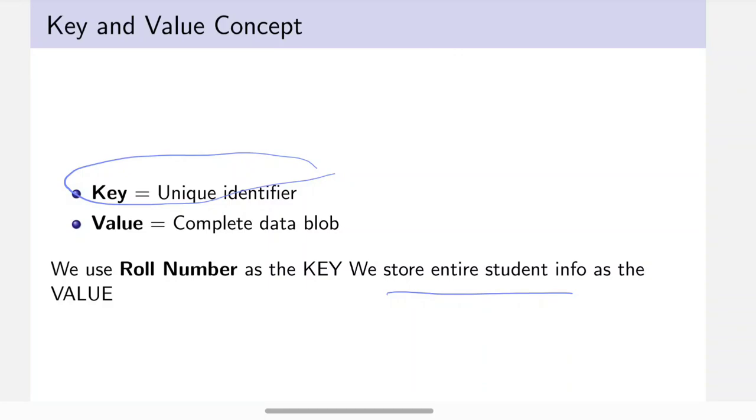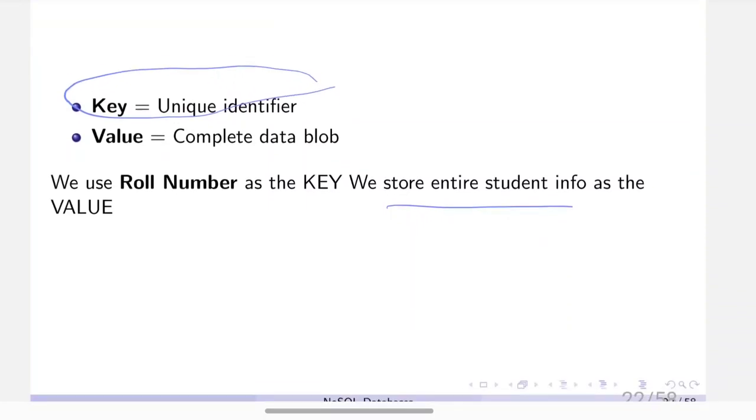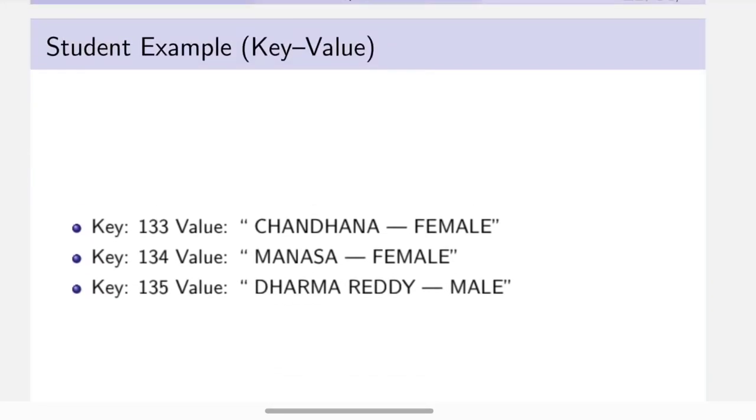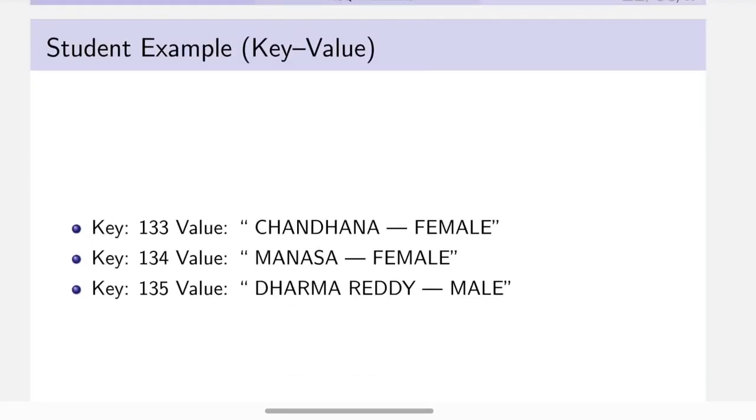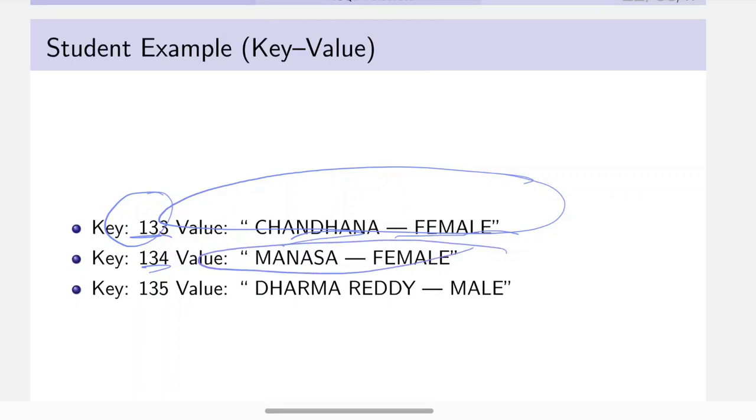Okay, that is how the key and value differ. That is what you remember. If you look here, I have given one example. Let us say the key is 133, which is nothing but a roll number, and the value is Chandana and female. So the gender will be displayed. If I click the key in the database, I will get all this value. If I click 134, I will get all this value. If I click 135, I will get all this value. Dharma Reddy is of male gender.